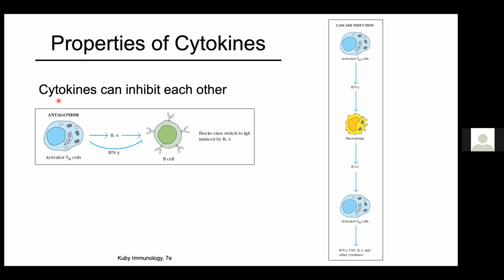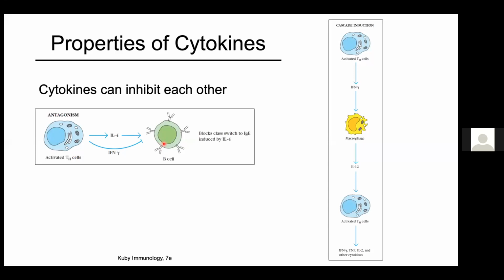The other property is antagonism, where you can get two cytokines that inhibit each other, okay? So they both act on the same cell type, but the effects are opposite. For example, interleukin-4 can cause B cells to class switch from IgM to IgE production, but interferon gamma acting on the same cell, the B cell, will block this class switching, okay?